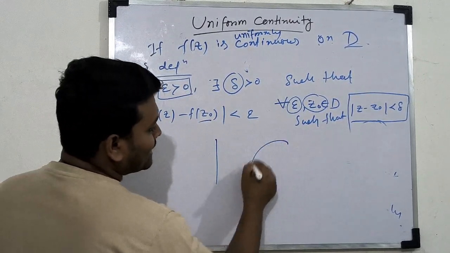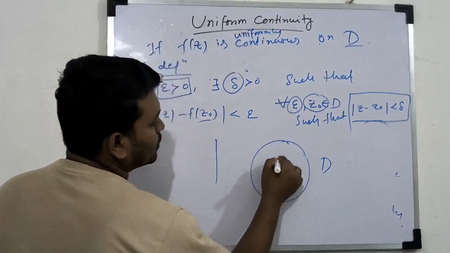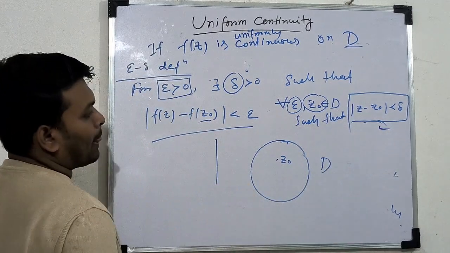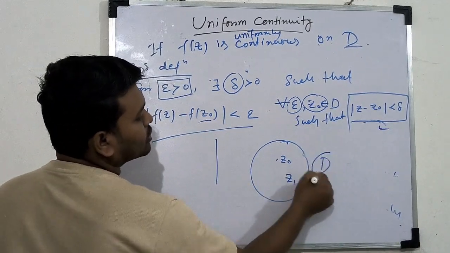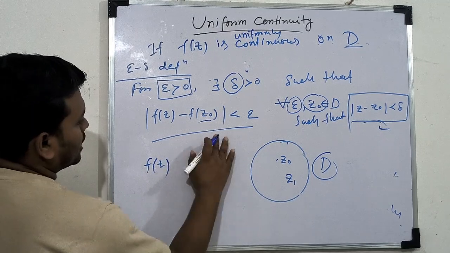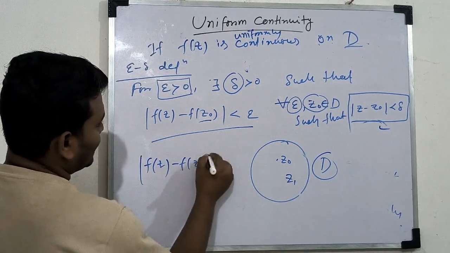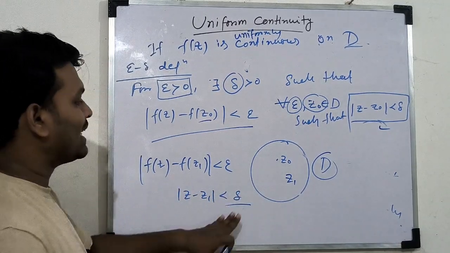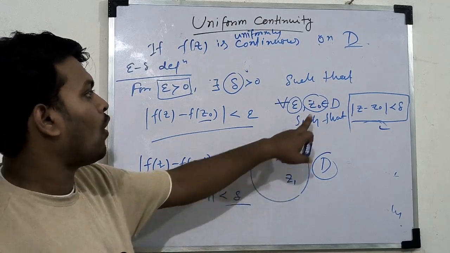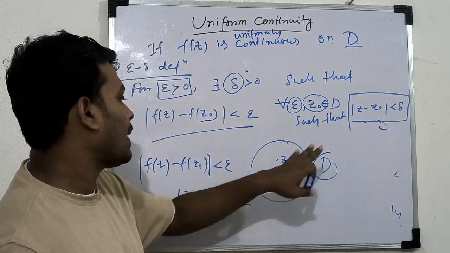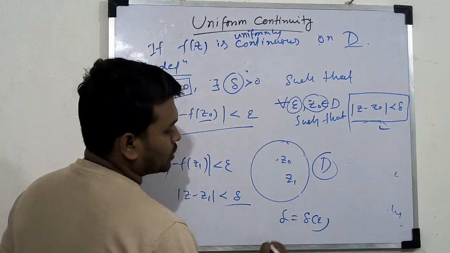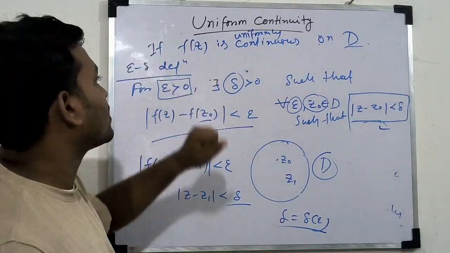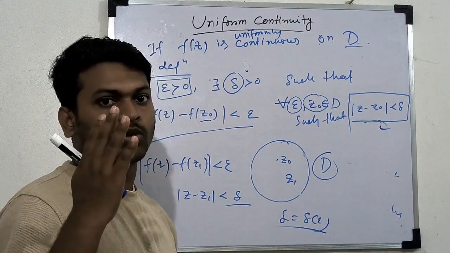So if this is D and this is a point z0, then any point z0 we choose will satisfy this. And if we choose any other point from this domain, the same inequality holds: |f(z) - f(z1)| less than epsilon whenever |z - z1| less than delta. So delta is not dependent on the point from this domain, delta only depends on epsilon. So then we say this function is uniformly continuous. We will discuss some examples for this uniform continuity if you guys are interested.